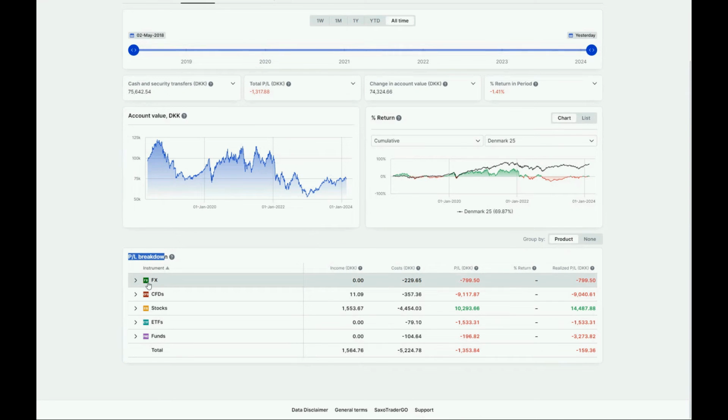So I can see, for example, on FX, a product that is not available on this platform, I've lost 800 Danish kroner. In this case, I know I was the one that made those trades on the platform back then on this demo account. That was to hedge something.